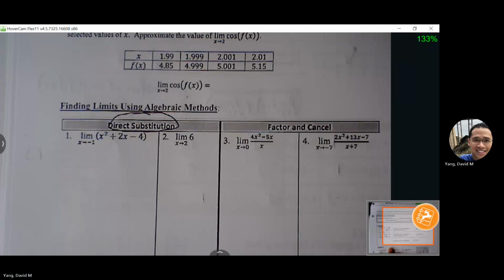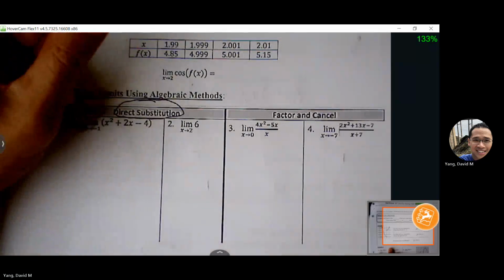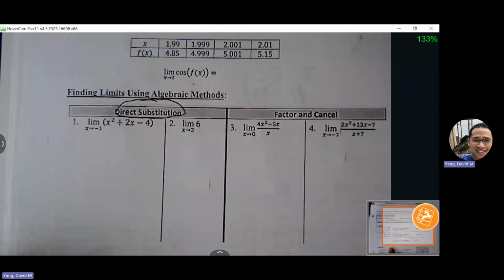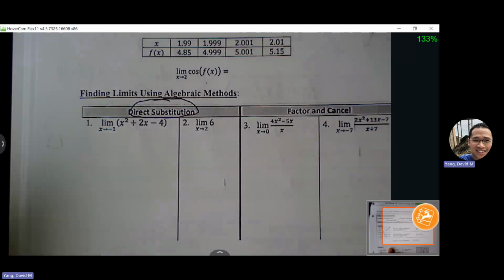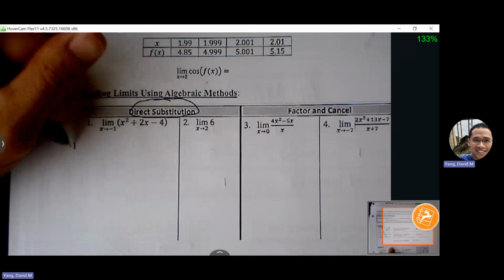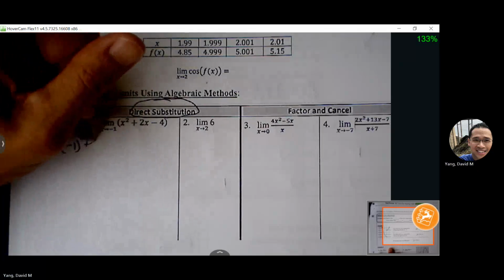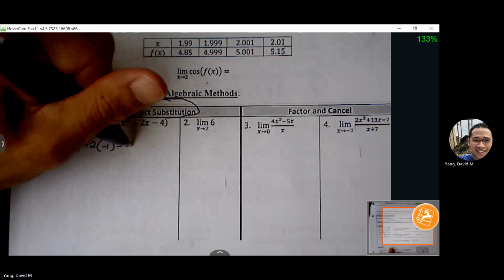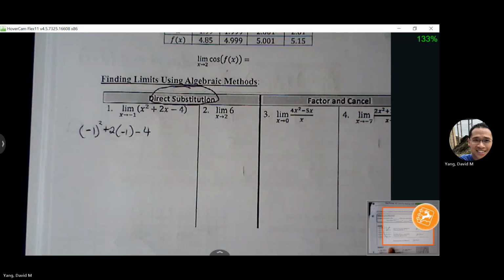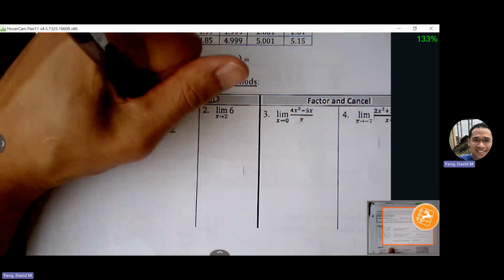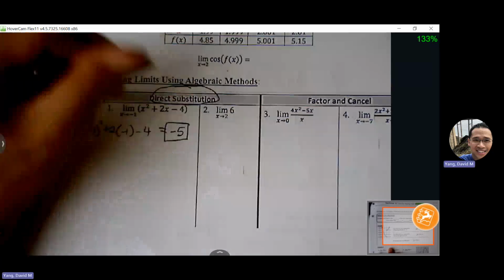Okay. So we're just going to plug -1 into all the x's and see what we get. If we get a real number, then great, that's our limit. If we don't get a real number, then we may have to go a little further, explore a little deeper into the problem. Okay, so -1 in for x. What do we get? -5. That's a real number, so that's our limit.